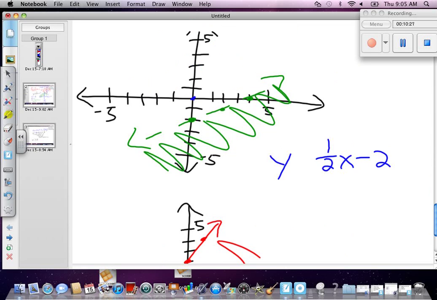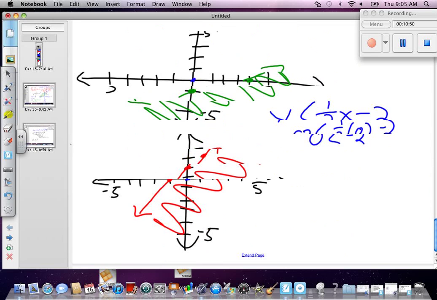So now I've got to figure out which side did it shade on. I think because it's below the line, it's going to be less than. Does that make sense? How do I check that? Plug in 0, 0. Is 0 less than 1/2 times 0 minus 2? Is 0 less than -2? No, so that doesn't make sense. So I got to put it the other way, right? Oh, no, it does make sense because it's shaded on the opposite side.